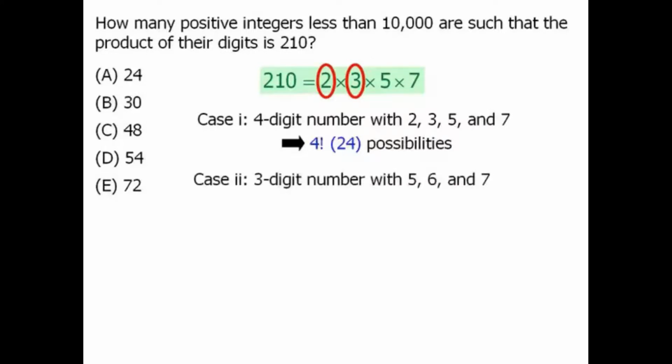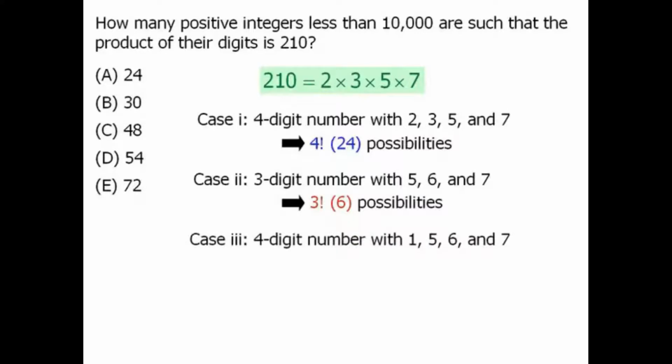So in case 2, we're going to look at three-digit numbers that consist of a 5, a 6, and a 7. The total number of ways we can arrange these three digits is 3 factorial. And finally, case 3, we're going to look at four-digit numbers that consist of a 1, a 5, a 6, and a 7. We know that there are 24 possibilities that suit this criterion.